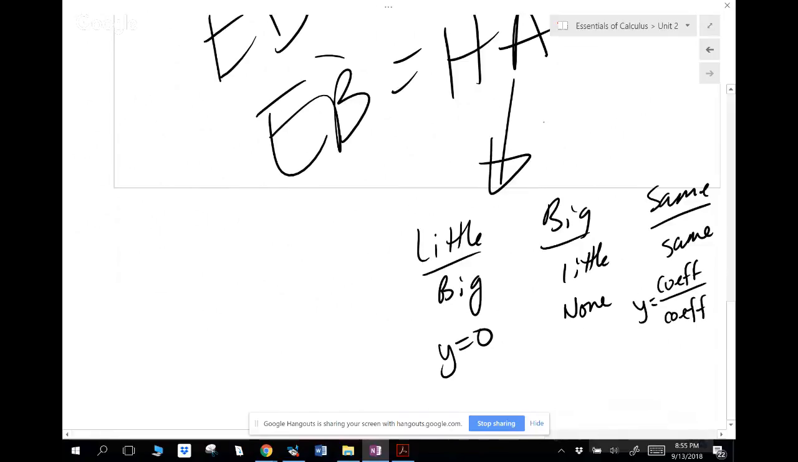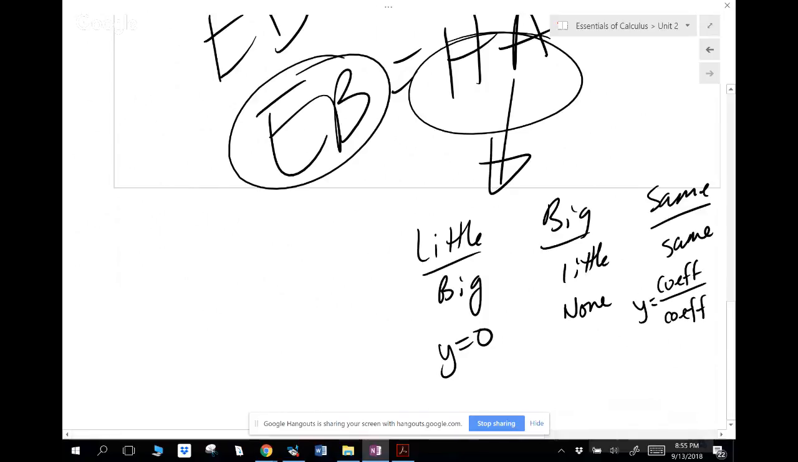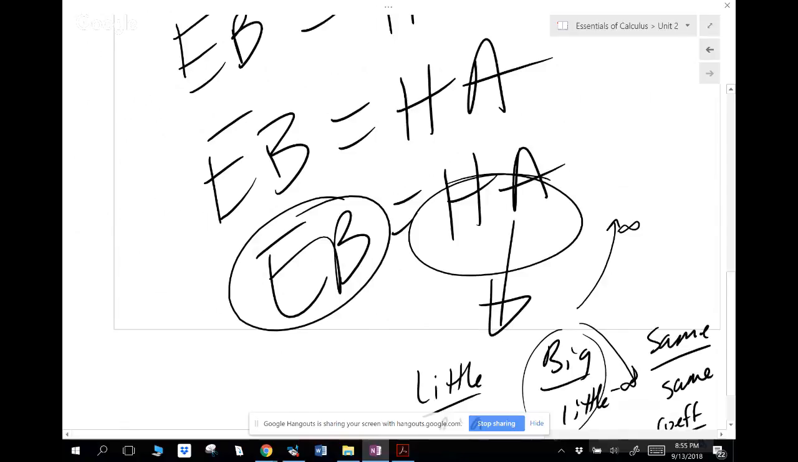Okay, so if it's asking for the end behavior, it's asking for the horizontal asymptotes. If there are no horizontal asymptotes, so you get none, you've got to do a little analysis and see, is it going up like that or is it going down like that? Is it going to negative infinity or is it going to positive infinity? Okay, so again, end behavior, horizontal asymptote.